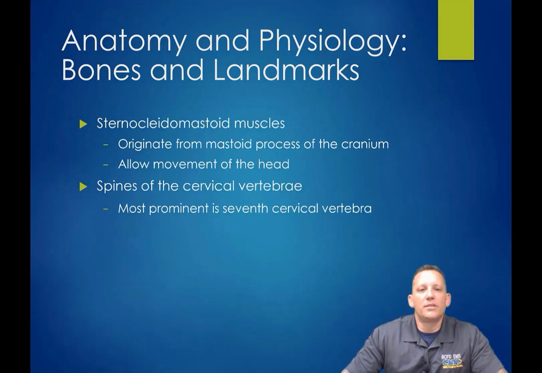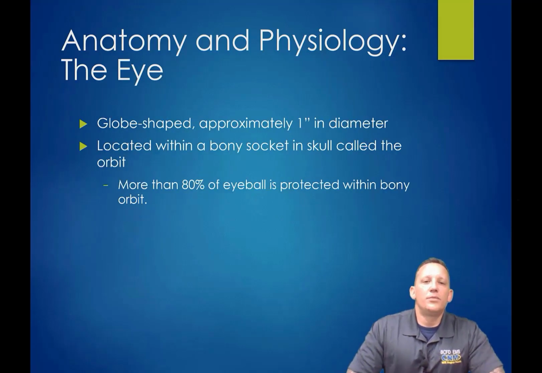Again, that sternocleidomastoid muscle, it originates from the mastoid process to the cranium, and it is the primary flexor of the head and neck. And then to the posterior of the neck, we have the spine of the cervical vertebrae. The most prominent one, the one that you can actually feel pretty typically as it runs into the shoulders, is the 7th cervical vertebra.